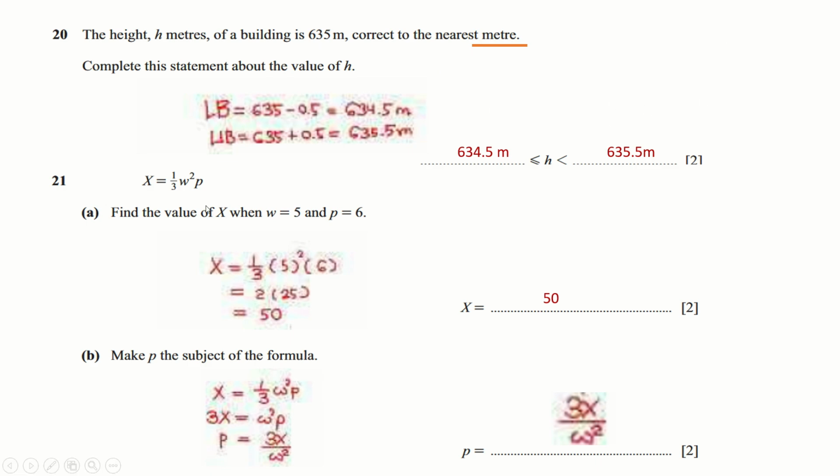For 21, find the value of x when w equals 5 and p equals 6. So we just have to substitute the values and we got 50. Make p the subject of the formula. x equals 1/3 w squared p. As we got it, we're going to make p the subject. So 1/3 will move to the left side, multiplying by 3. So it becomes 3x and we got w squared p. Again, we will move w squared to the left side where we got 3x over w squared.